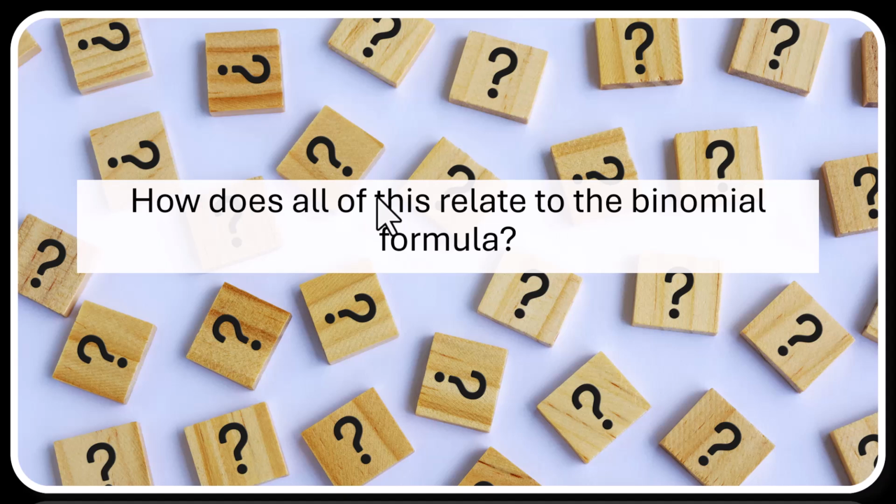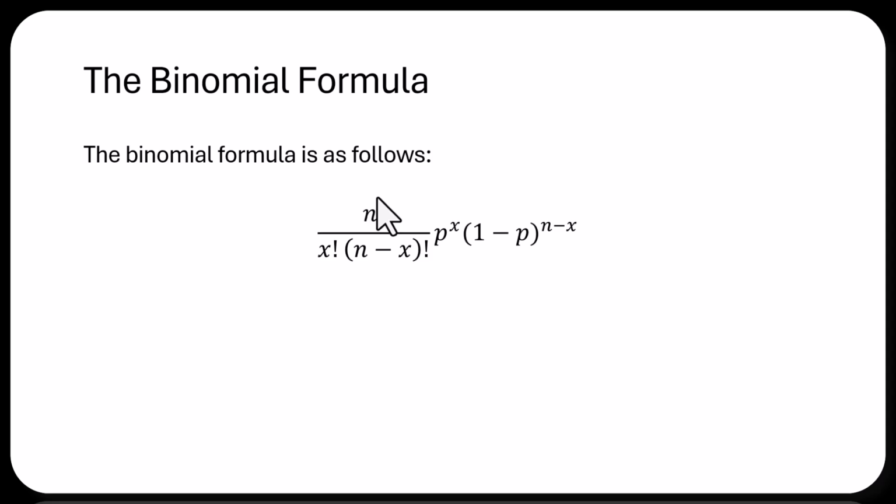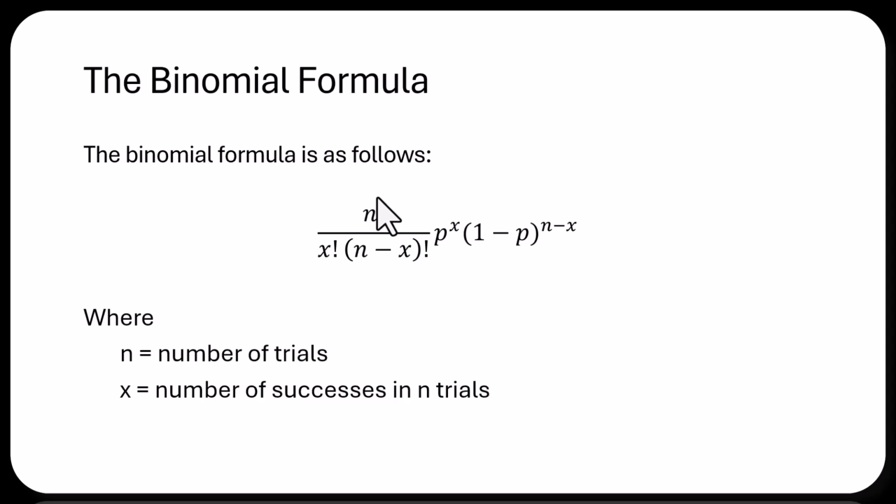After all, at the beginning of this video, I promised that I would use all this information to help you understand why we need the binomial formula. So the binomial formula looks like this. It's a little bit scary. You may not have even ever seen an exclamation mark in one of your formulas before. And we have a lot of variables. N is the number of trials, X is the number of successes, P is the probability of success.